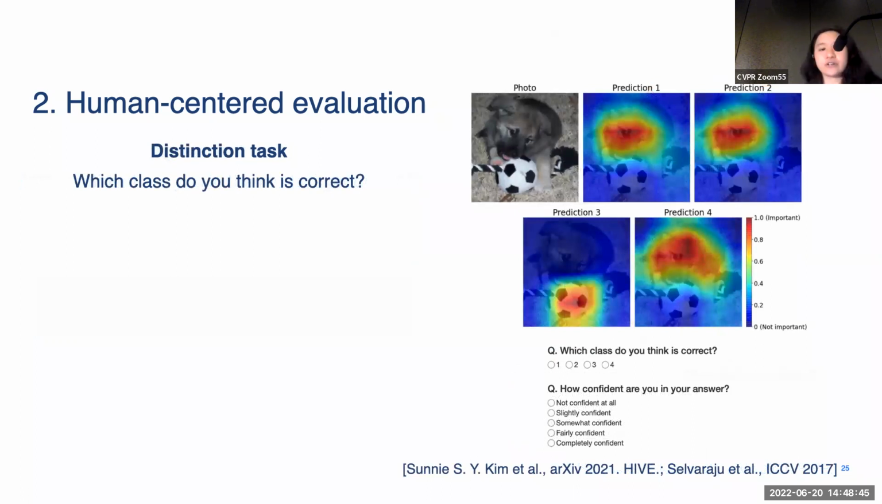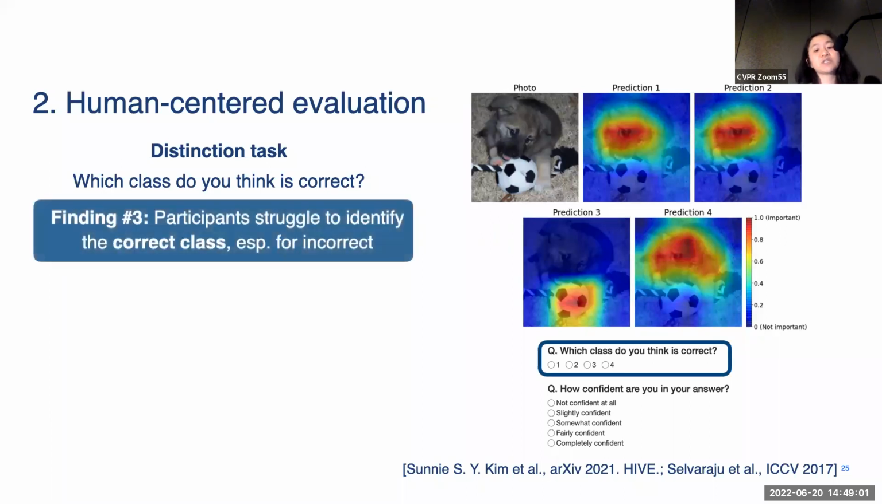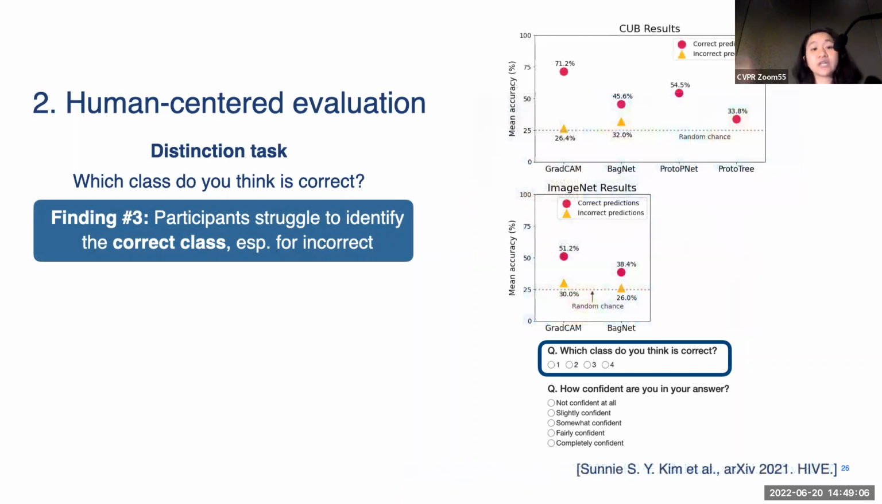Moving on to our distinction task, here's a condensed example UI of our task, which asks participants to select which class is correct based on explanations for 4 different output classes of the same input image. When analyzing responses to the first question in blue, our third finding is that participants struggle to identify the correct class, especially for incorrect predictions. Diving deeper into these graphs, the x-axis shows each method, and the y-axis reports the mean accuracy of participants in answering the question correctly, where higher is better. The dotted line is at 25%, the baseline for randomly guessing one of the 4 choices.